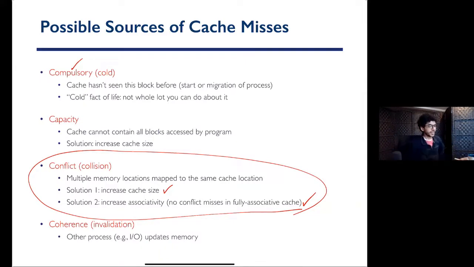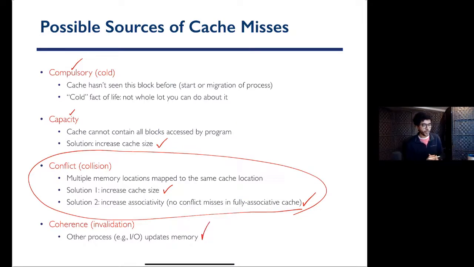Then you have capacity misses. This is when, just because your cache is small, you are going to evict someone to bring in someone else. So the solution to this is to just increase your cache. Obviously, if you increase your cache, you're going to make your cache slower.